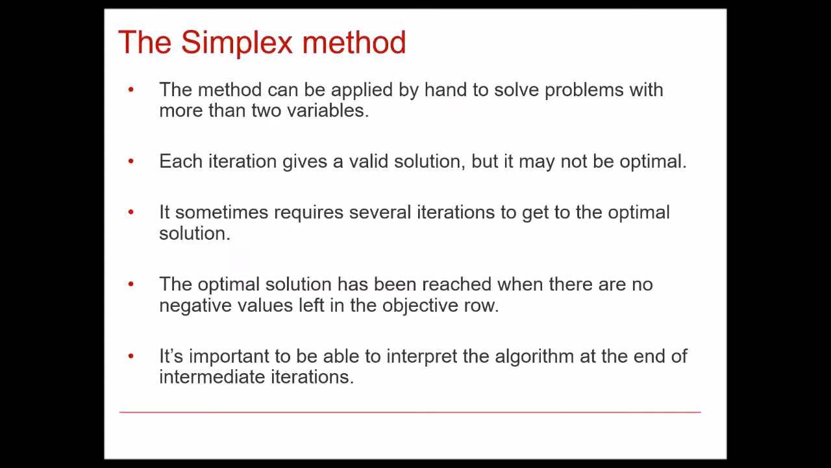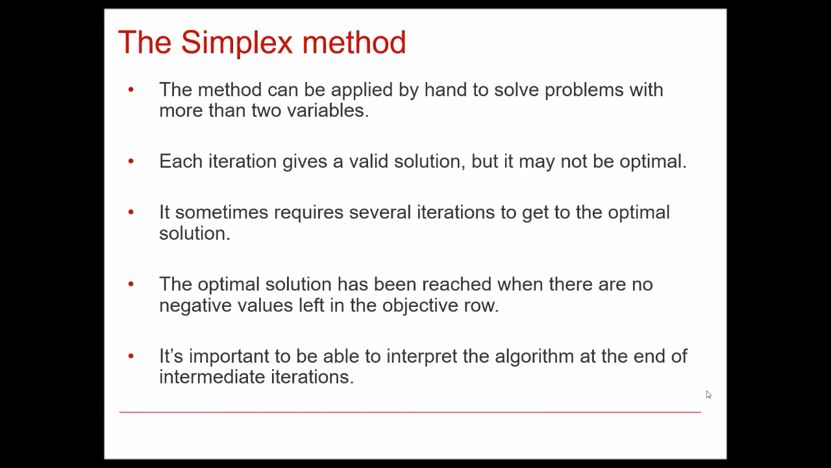Now, we saw in the previous video an introduction to the Simplex method, and we're just going to recap a couple of things to start with here. So firstly, remember that the Simplex method can be used for problems with more than two variables. The example we saw previously just had two, but we're going to see one with more than two now. And at each stage of the iteration we are somewhere within the feasible region, so we've got a valid solution, but it won't necessarily be optimal. We'll know when it becomes optimal after maybe several iterations, because we can see that there are no negative values left in the top row, in the objective row.